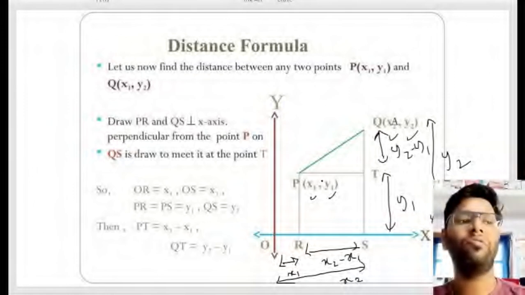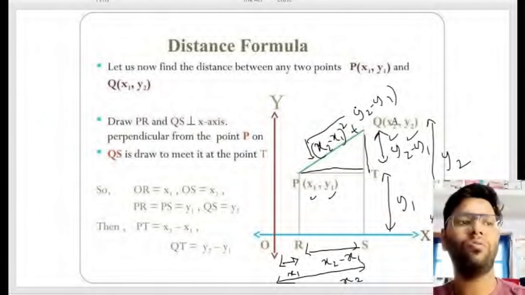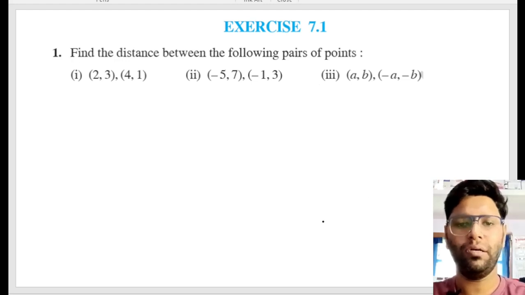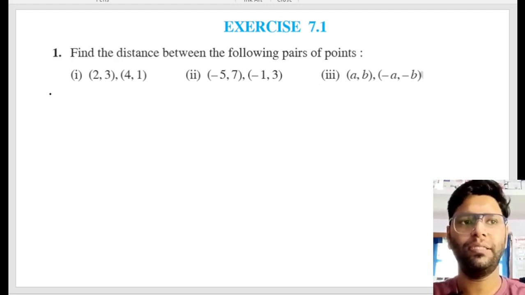Now you have got these distances. So what will be the distance between the points? It is root over (x2 minus x1) whole square plus (y2 minus y1) whole square. I hope you have understood this, because this is nothing but the Pythagoras theorem. Let us see the first question from our exercise 7.1.